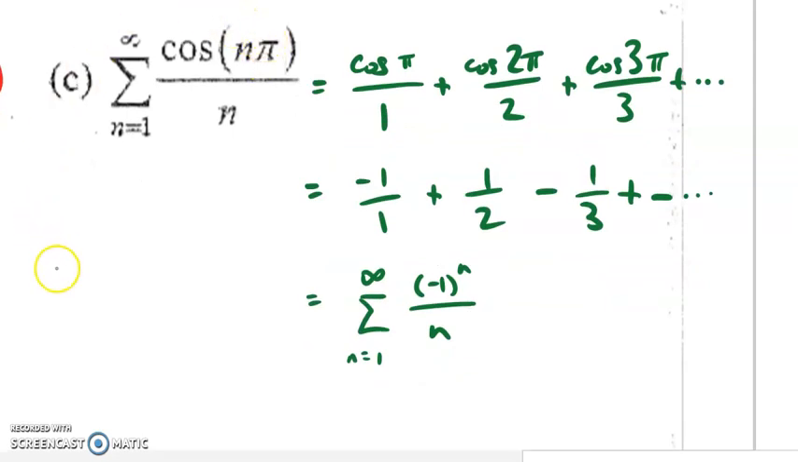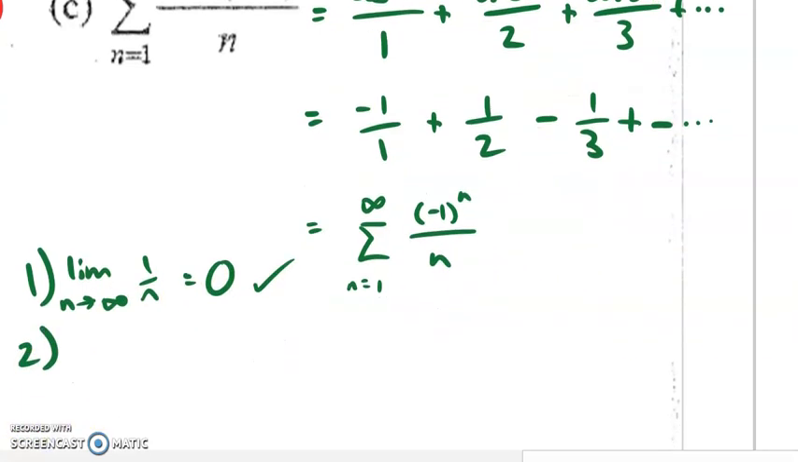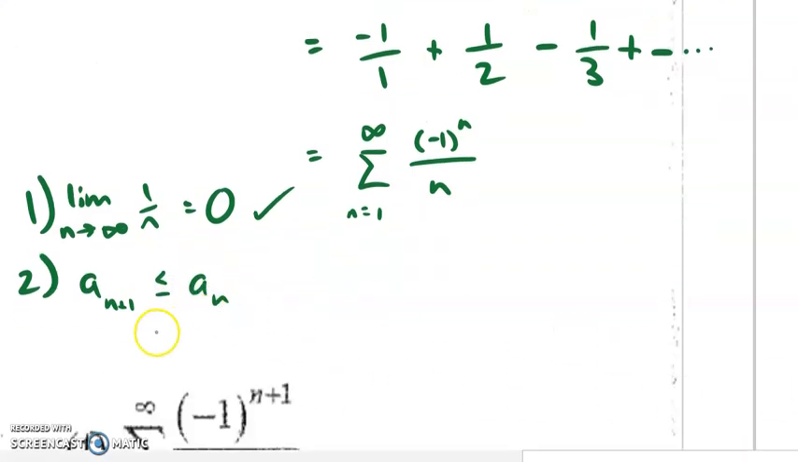This is going to be a two-step process, right? First of all, we're going to take the limit as n approaches infinity of 1 over n. Clearly that's going to equal 0. So we put a little check next to that. The next question is, do these terms progressively get smaller? Is it true that a sub n plus 1 is less than or possibly equal to a sub n? So we'll go ahead and write that out by writing 1 over n plus 1 less than or equal to 1 over n. Okay? Now we're going to ask, is this a true statement?